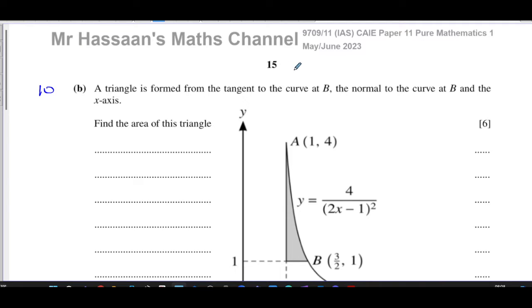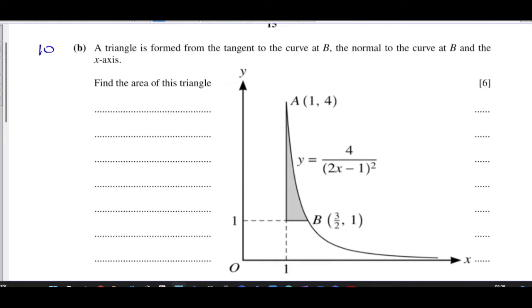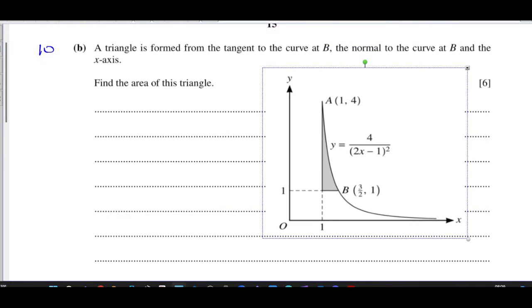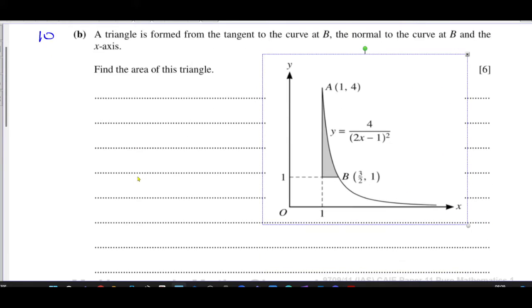This is paper 1, variant 1, paper 1-1. And this question is involving differentiation, equations of tangents and normals, and so on. So I've put it in a separate video to part A, which is dealing with integration.